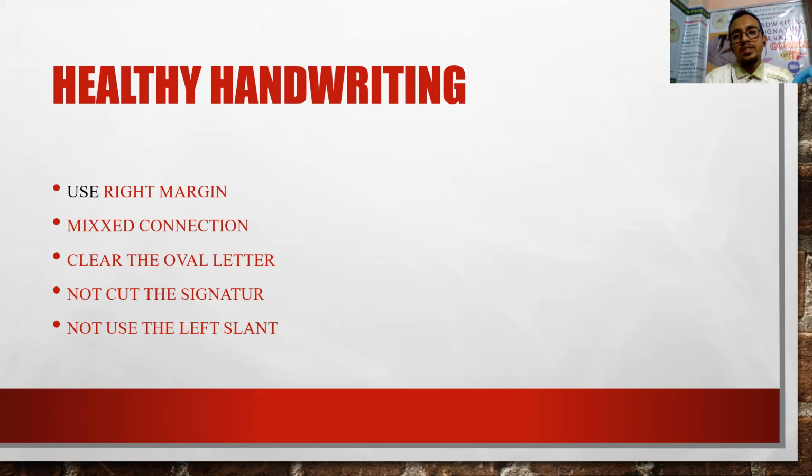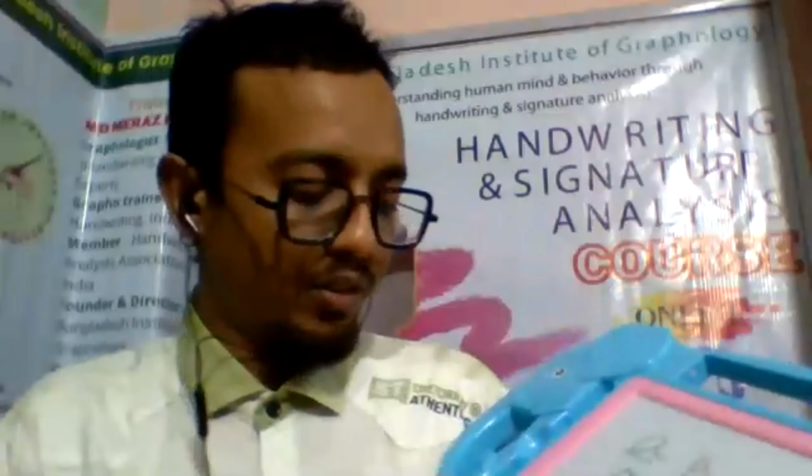Next, the slant. Slant means which dimension our handwriting has. Some people are also showing some samples. You also understand, right?